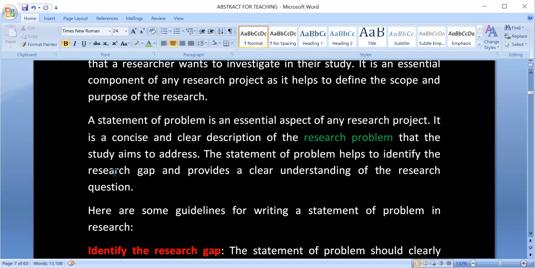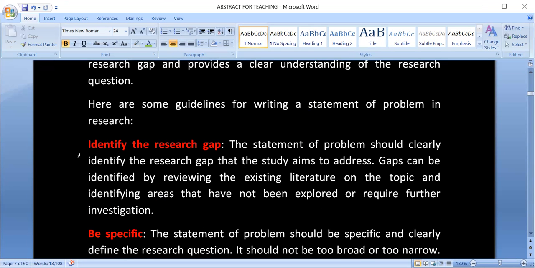Okay. Now, here are some guidelines for writing a statement of problem in research. One, identify the research gap. The statement of the problem should clearly identify the research gap that the study aims to address. Gaps can be identified by reviewing the existing literature. Those existing literature are works done by other scholars on the topic, and identify areas that have not been explored or require further investigation. I've explained that.